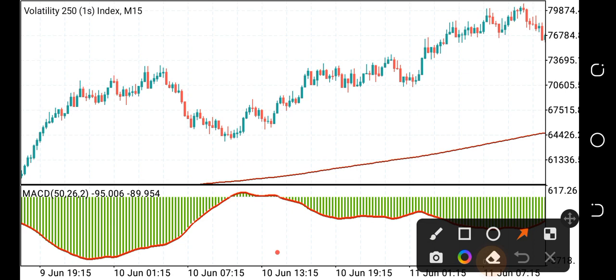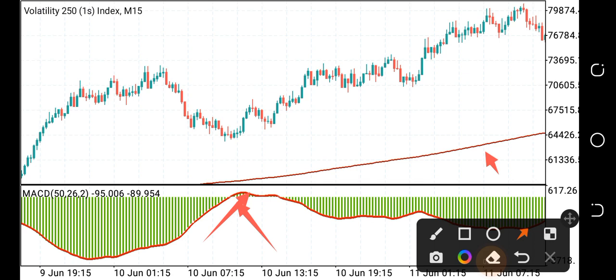There's a correction of MACD from down upwards. Now this would have been a sell signal, but because the candlesticks are still above the moving average, it still shows that the market is trending up. So we don't need to sell.